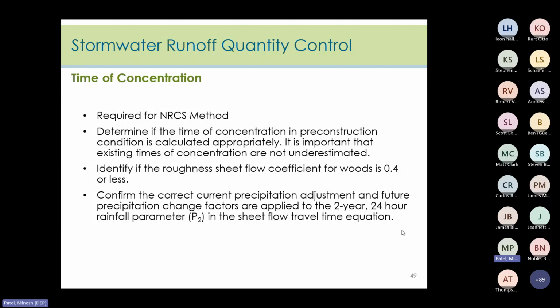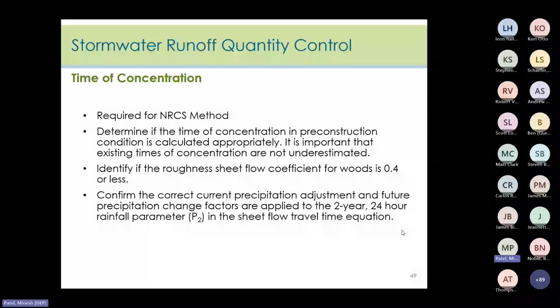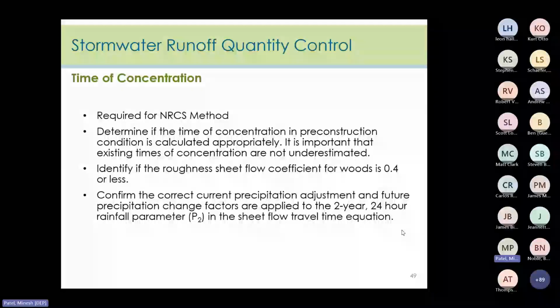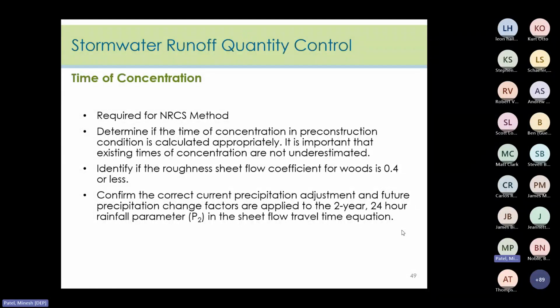And as a reminder again, you will need to use the current precipitation adjustment factor and future precipitation change factor tables that are found in Chapter 5 to calculate the travel times for current and projected storm events using the 2-year 24-hour storm event, which will be used to calculate the P2 parameter. So look back through the handouts for the calculations presentation for Module 2 for more information on the correct way to calculate time of concentration.